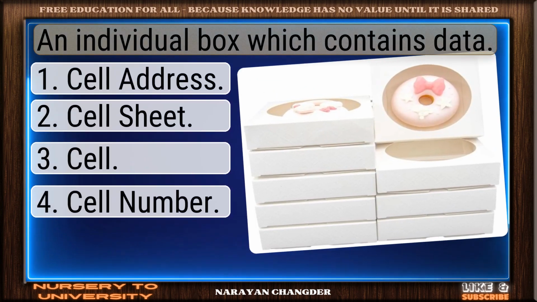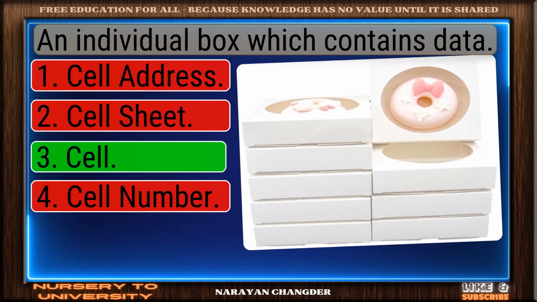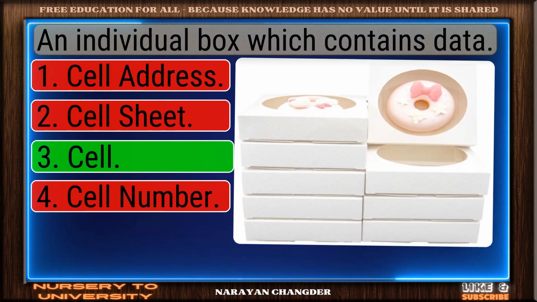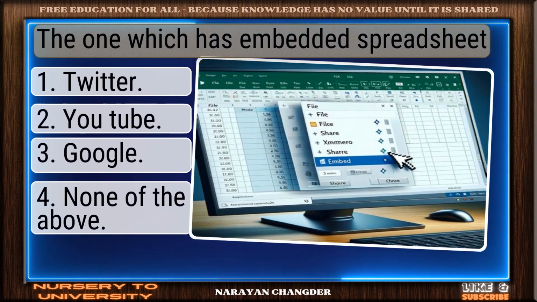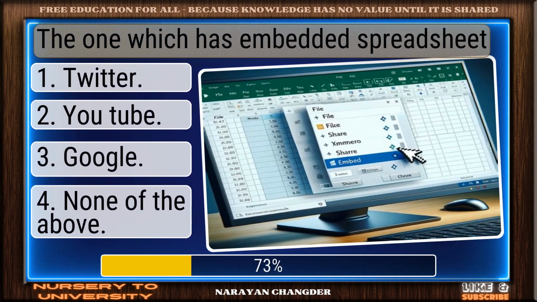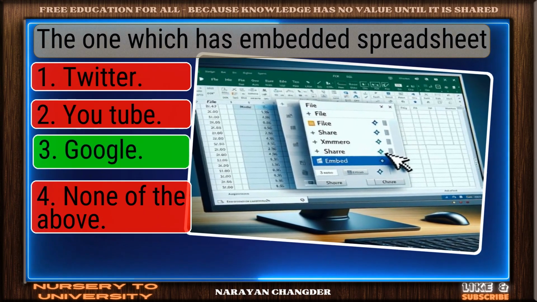An individual box which contains data. Exactly. Cell makes sense, and it is right choice. The one which has embedded spreadsheet. Well picked. Google is the correct answer.